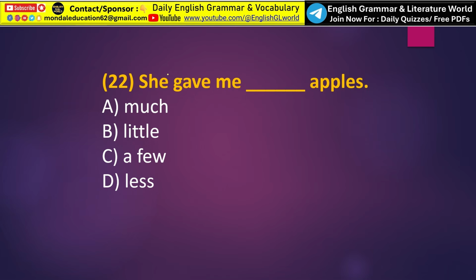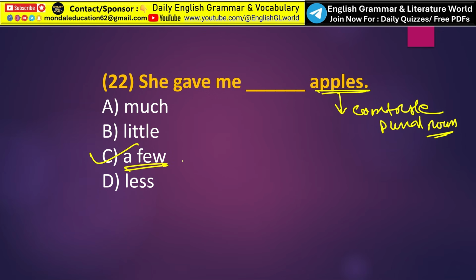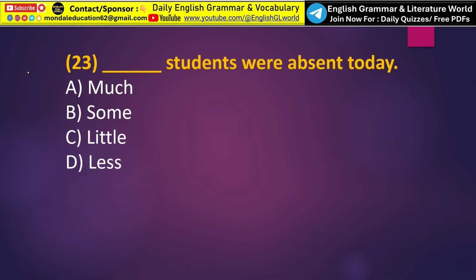Next, she gave me dash apples. So apple, is it countable or uncountable? Obviously apple is a countable plural noun. So before a countable noun, the correct answer is option C, that is a few. So a few is used. She gave me a few apples. A few is always used before a countable noun. Okay, countable noun.